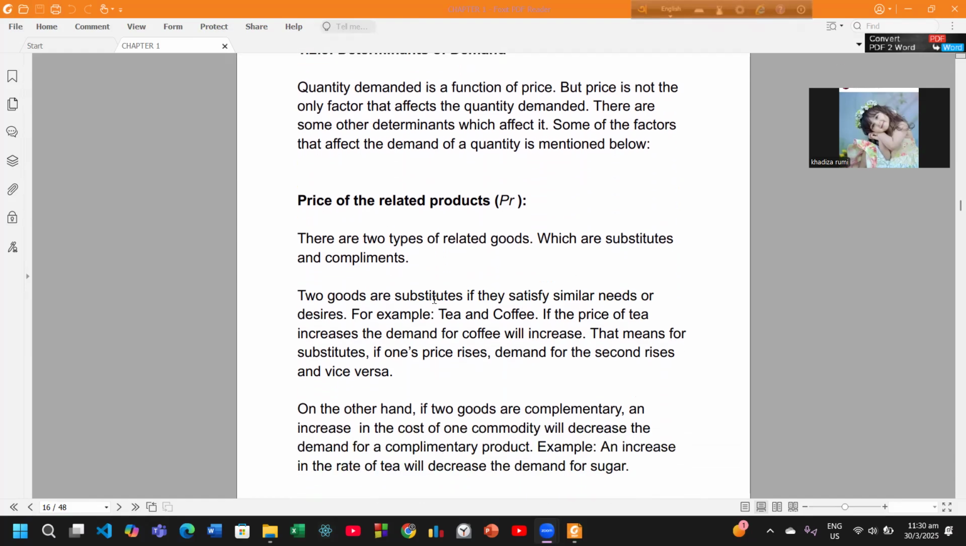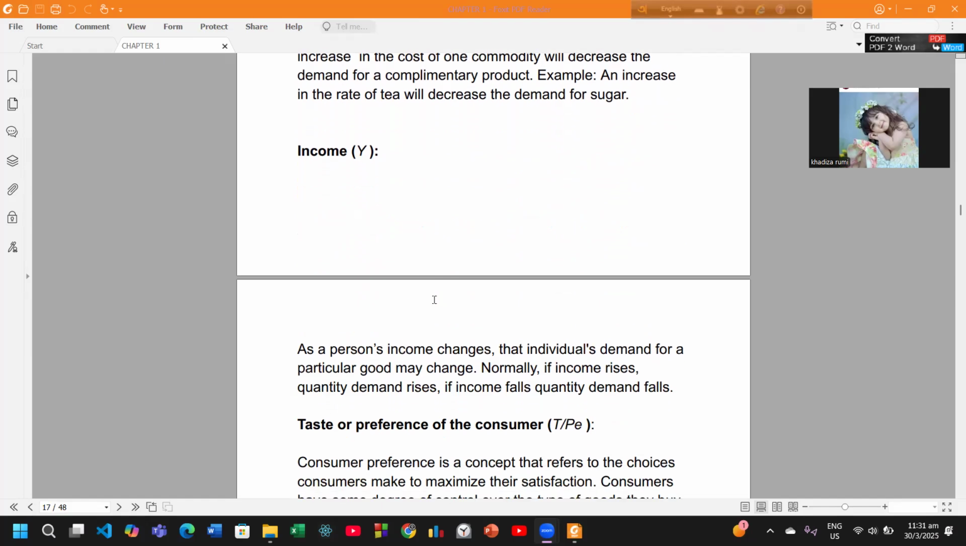Substitutes. If the price of tea rises, people may switch to coffee, increasing coffee's demand. Complements. If the price of printers drops, the demand for ink cartridges may rise. Income of consumers. If people's income increases, their purchasing power also increases, leading to higher demand.